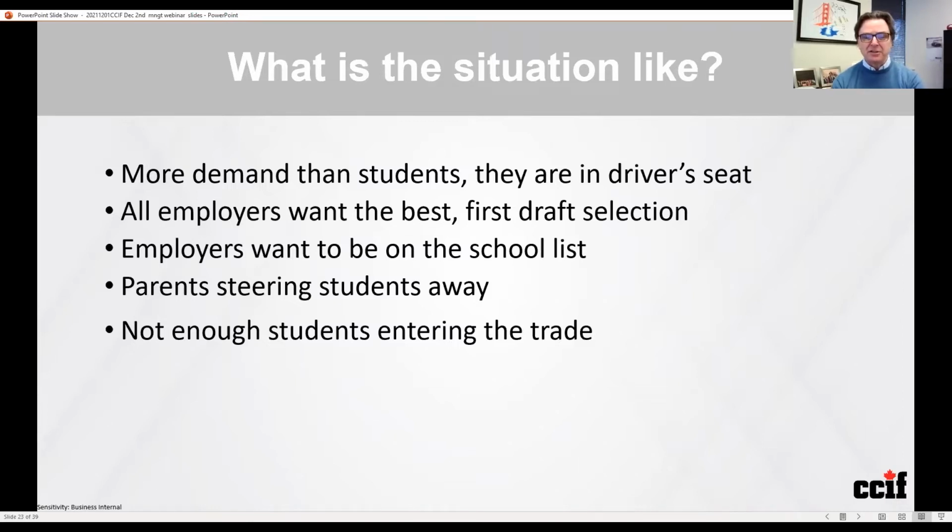All employers want the best. They all want to have the first draft selection when they're looking at schools or trade schools to recruit from. Employers want to be on the school list. Parents are steering students away sometimes from the program, maybe because it's not nice enough, or it's too dirty, or doesn't smell good. And then there's not enough students entering the trade.